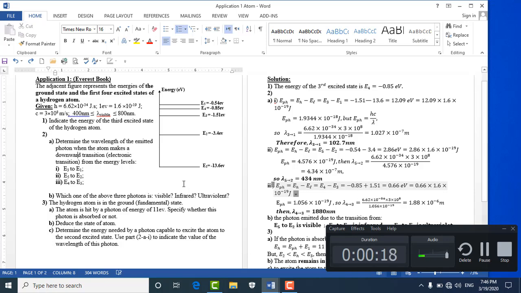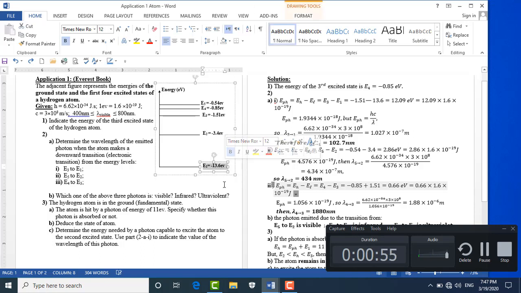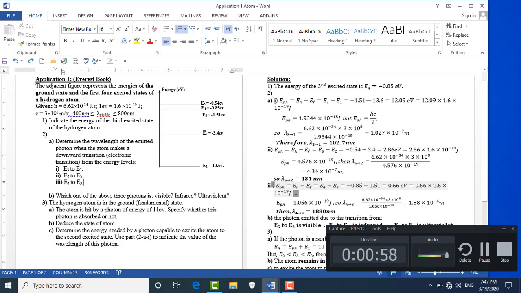In this video, we are going to solve two applications on chapter 17, the atom. Application 1: the adjacent figure represents the energies of the ground state and first four excited states of the hydrogen atom. Given the energy diagram as shown in the figure of the hydrogen atom, and given the ground state E1, first excited state E2, second excited state E3, third excited state E4, fourth excited state E5.